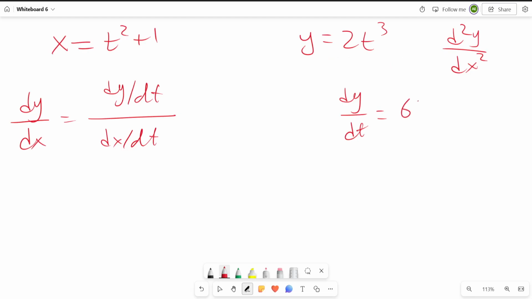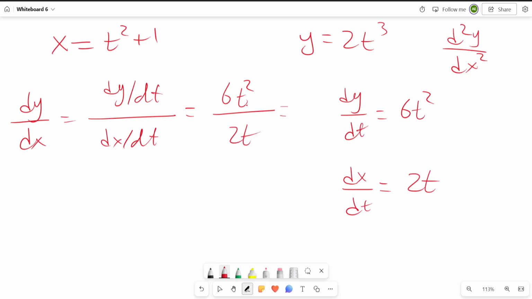So let's start by getting dy by dt, which is going to be equal to differentiation of this function. So it's going to be 6t squared, and dx by dt is going to equal differentiation of this expression, which is 2t, and differentiation of 1 is 0. So my dy by dx is simply going to be 6t squared over 2t, which is going to give me a value of 3t, because 6 divided by 2 is 3, and t squared divided by t is t. So this is my dy by dx.